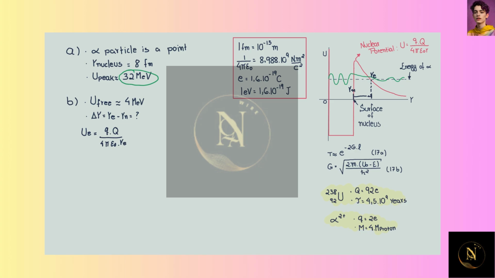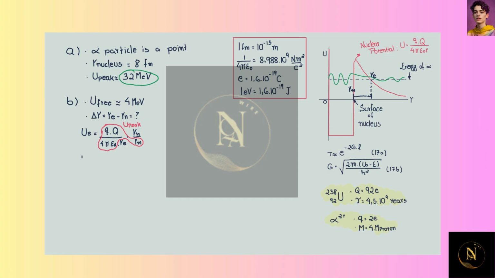Now we perform a small algebraic trick, which is multiplying and dividing by the radius of the nucleus. By doing that, you get the following: Q times Q divided by 4 times pi times epsilon 0 times the radius of the nucleus. This is just the peak of the potential barrier, which we know is approximately 32 mega electron volts. Then this becomes the following.